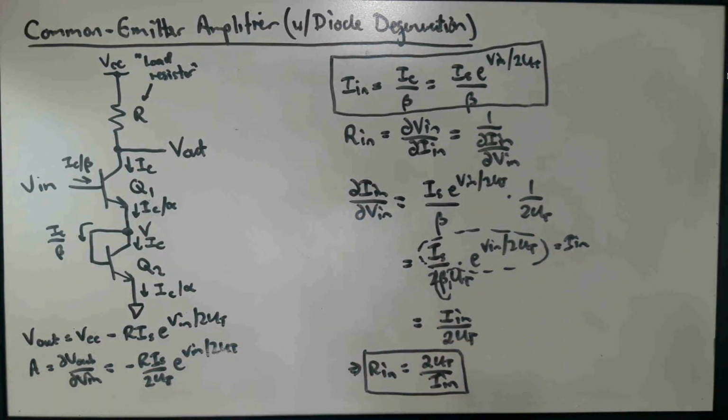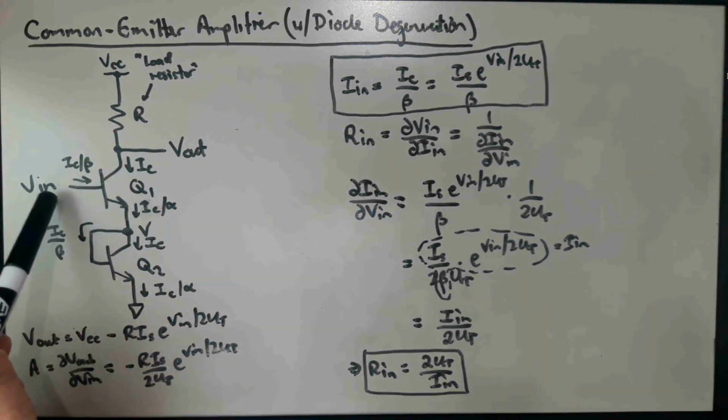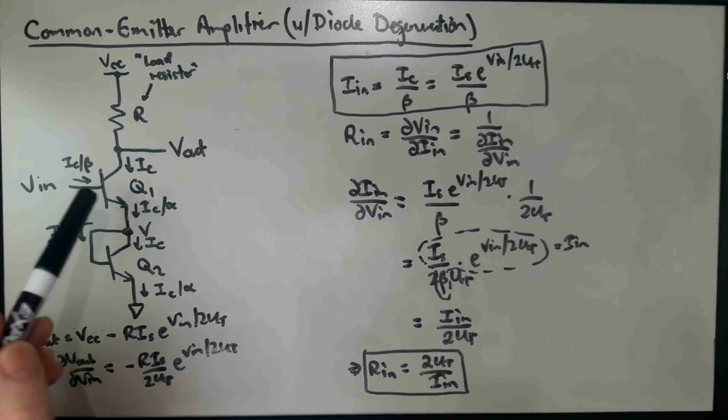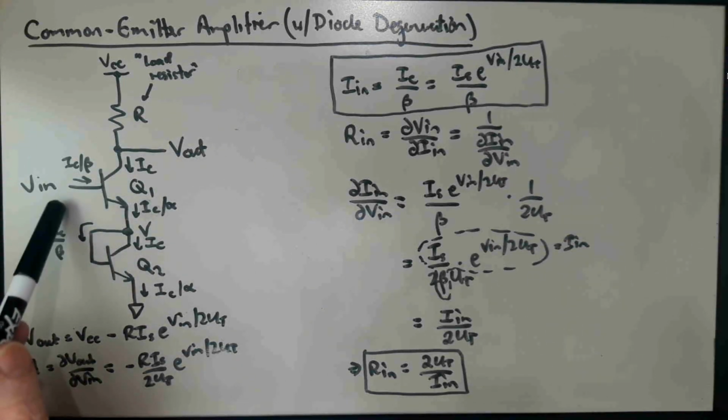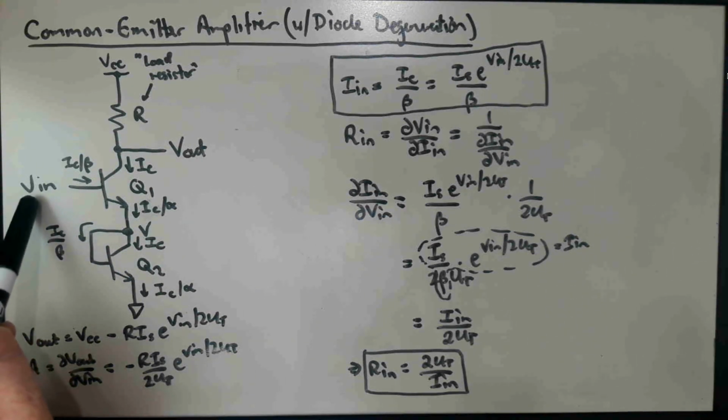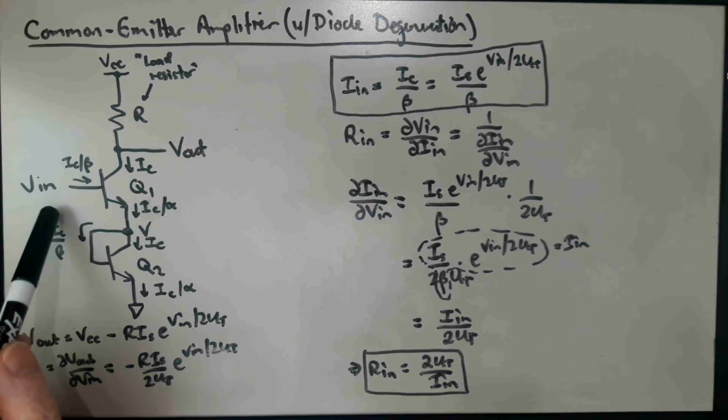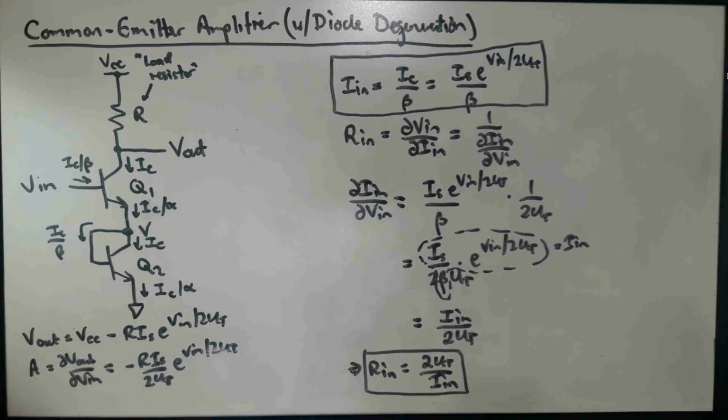In the next segment we'll do an incremental analysis using the result from the packet, which tells us what is the transconductance of an emitter degenerated bipolar transistor, and what is the base resistance of a transistor with emitter degeneration. Okay, we'll compare that with these results that we have here from the large signal analysis. We'll see you next time.